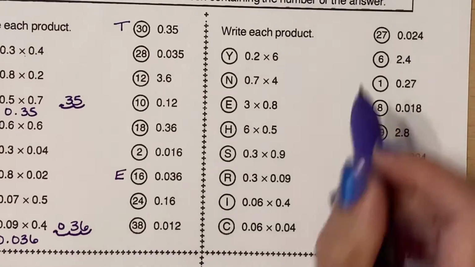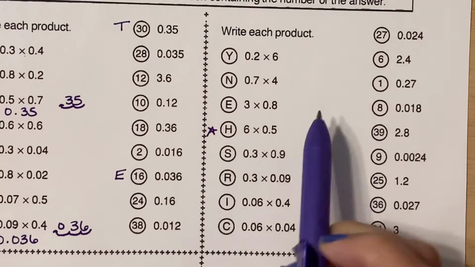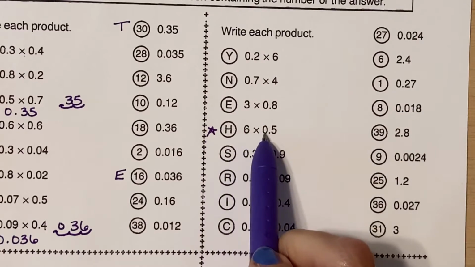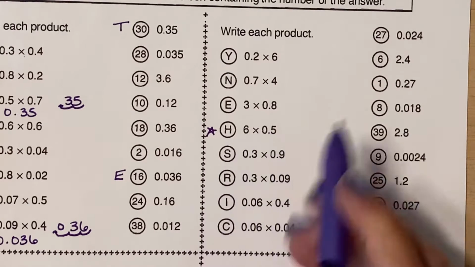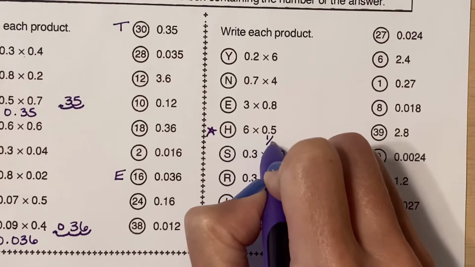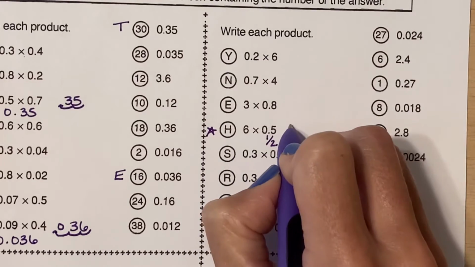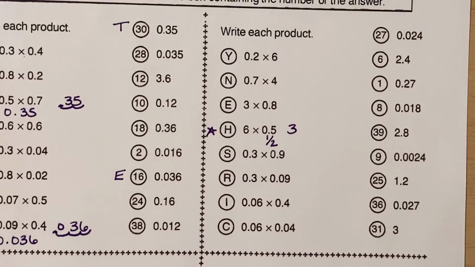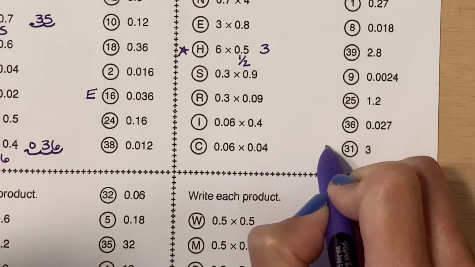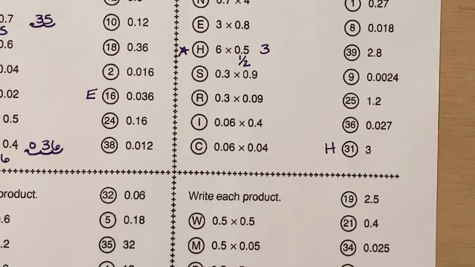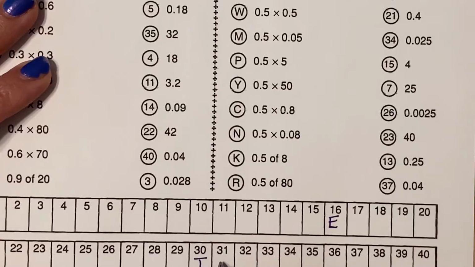Let's go ahead and go over to quadrant number 2. Let's do H. 6 times 0.5. Well, I could also think of this: 0.5 is the same thing as half, right? So what's half of 6? Half of 6 is 3. I don't really have to do my decimals with that one. Yay! That is 3 right there. That's H. So let's drop an H in box 31.